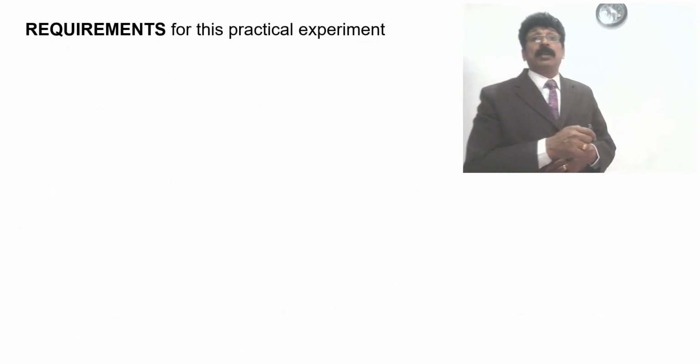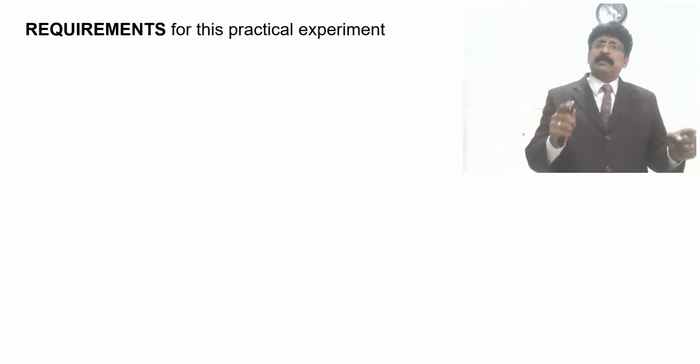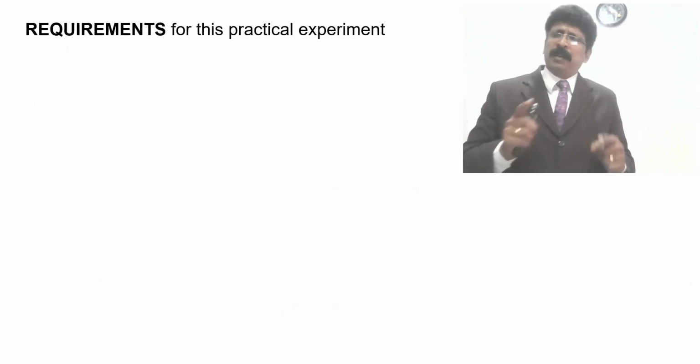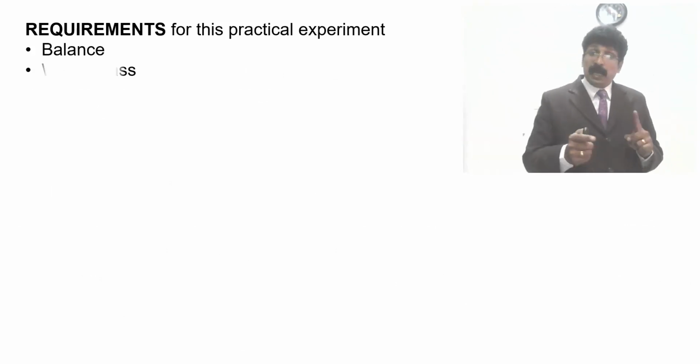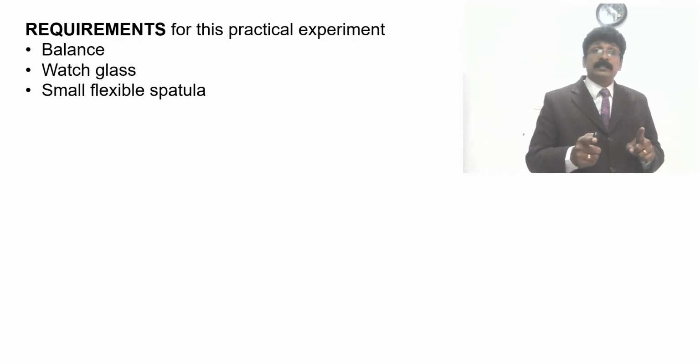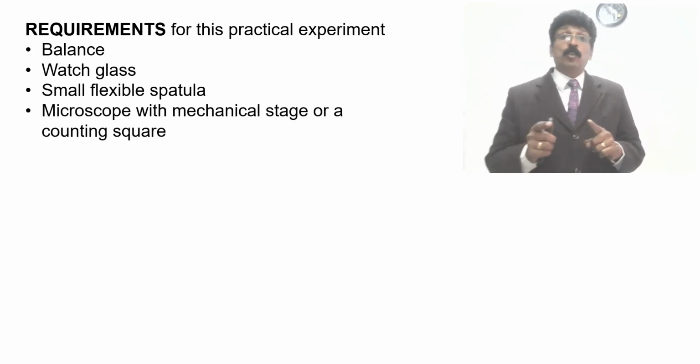Now, what are the materials required? I am going to give you the complete details of the practical experiment also. It can be performed in our lab. Requirements for the practical experiment are: a balance, a watch glass, a small flexible spatula, and a microscope with a mechanical stage, needed for moving.